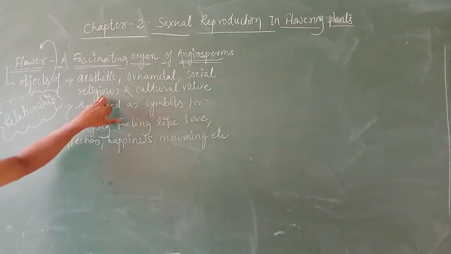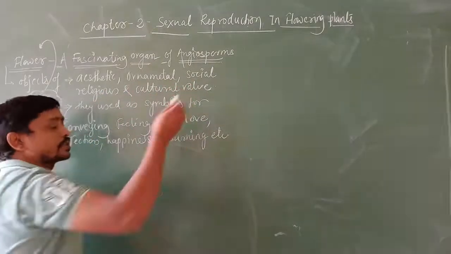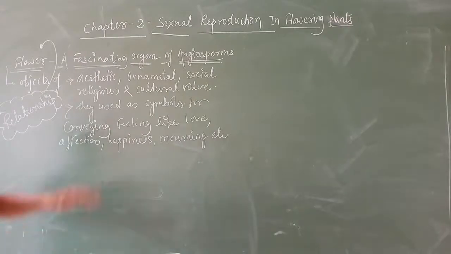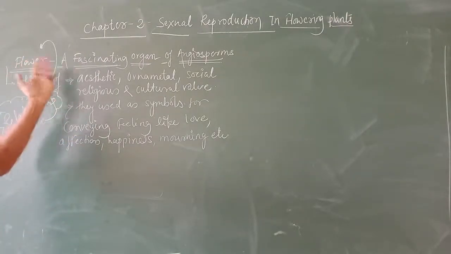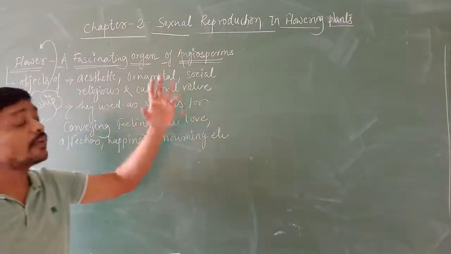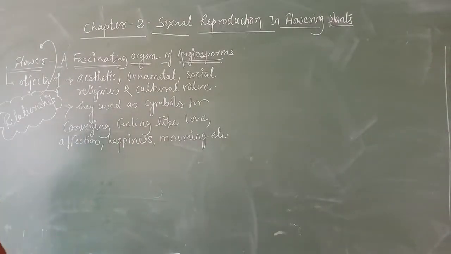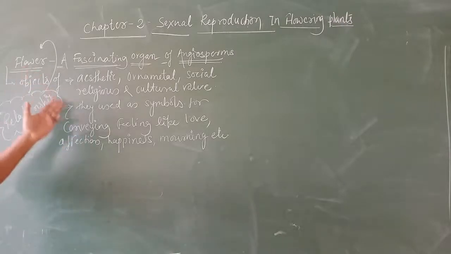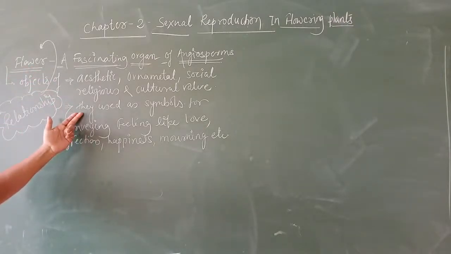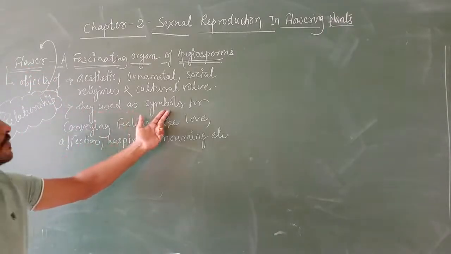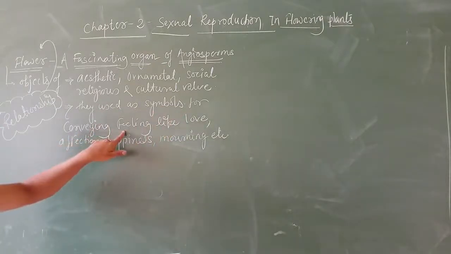Then social relations. We maintain social relations with the help of the flower. Then the flower has a cultural value. These all are in general. And afterwards, we used to use the flowers as symbols for conveying feelings.